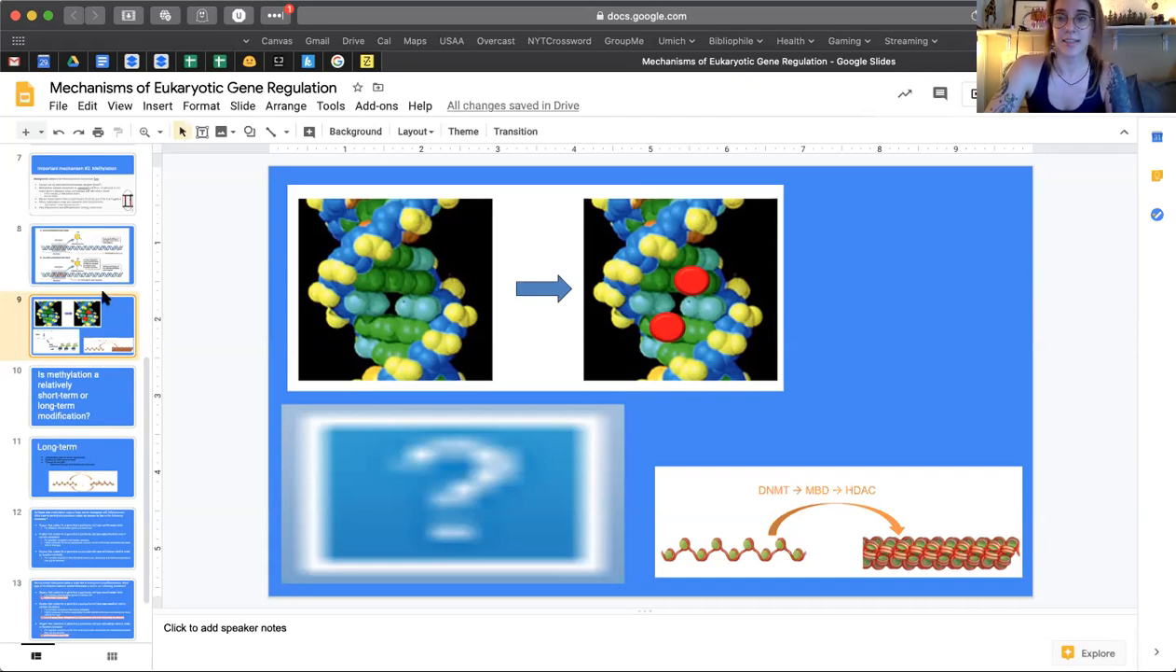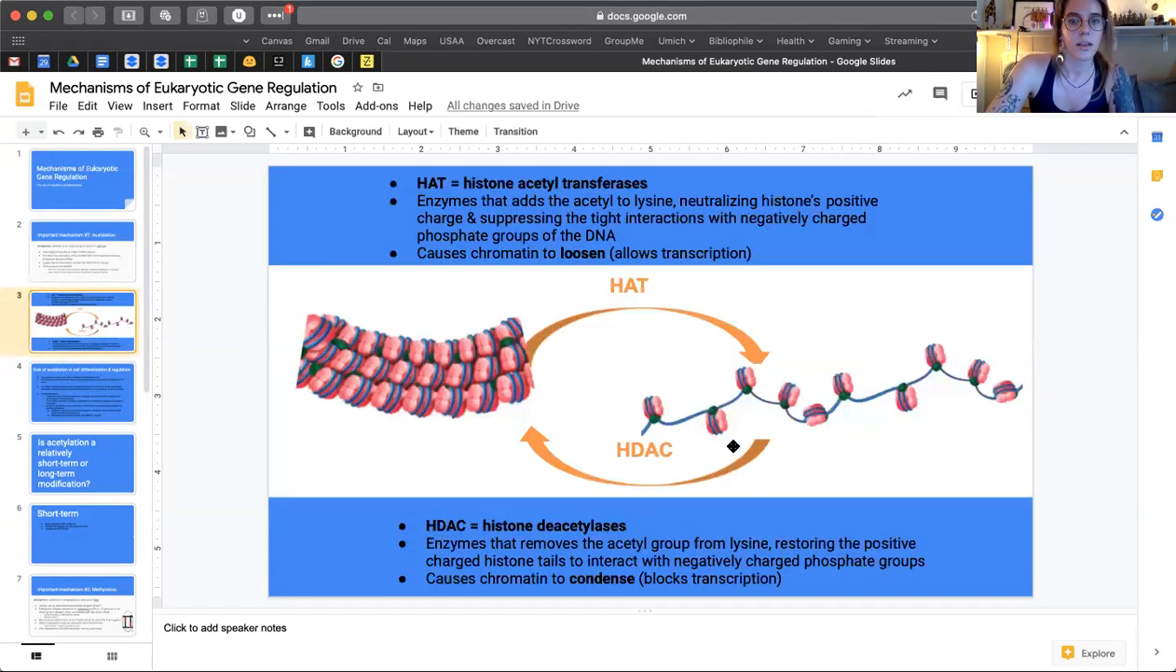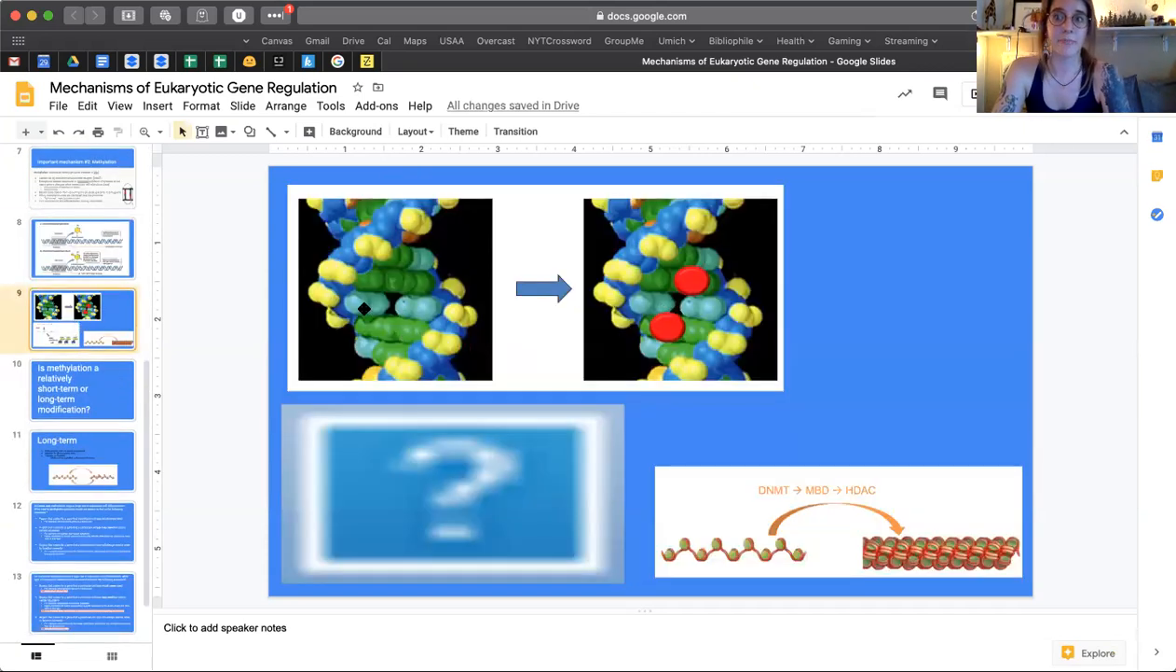So remember that HDACs were from the acetylation component, where we caused that supercoiling. We induced that supercoiling by recruiting the HDAC enzymes. And so the methylation can kind of be tied to acetylation by this signaling, hey, we want the HDAC enzymes to come over here, and then we can condense. Essentially, you're turning that portion of expression off.